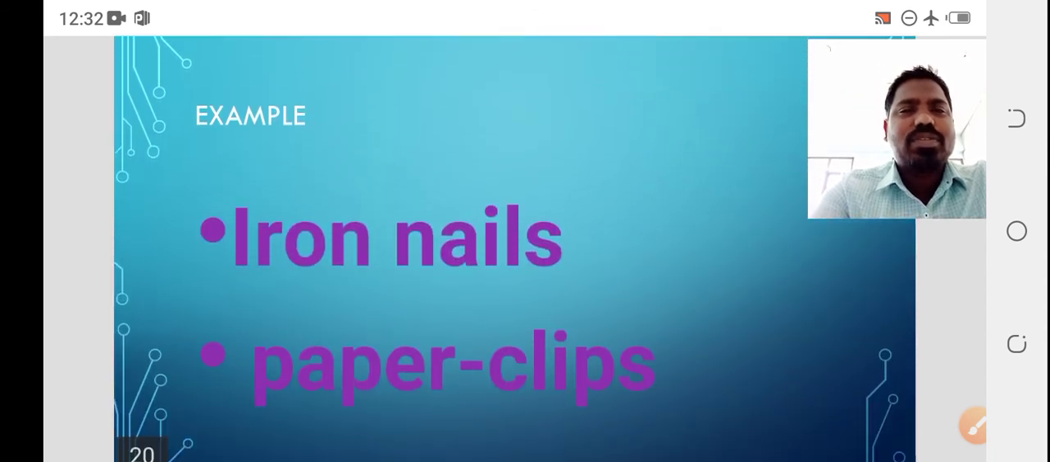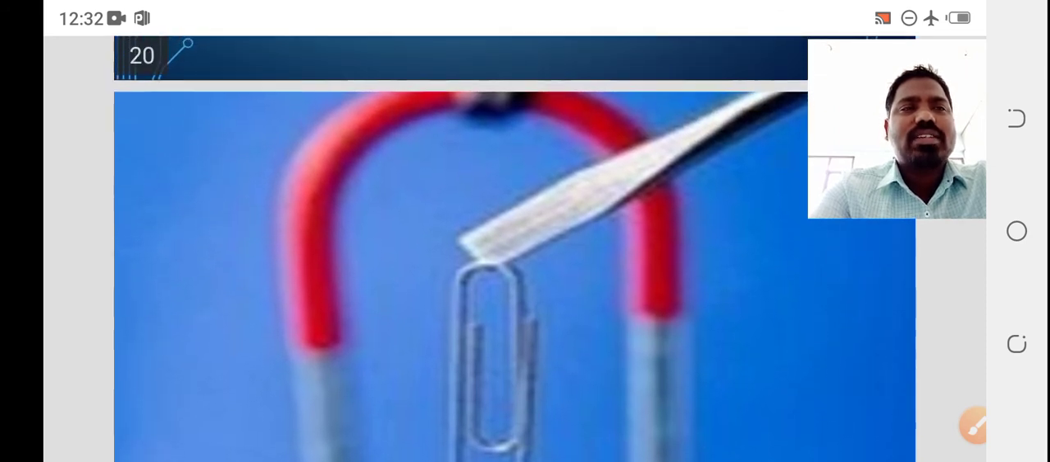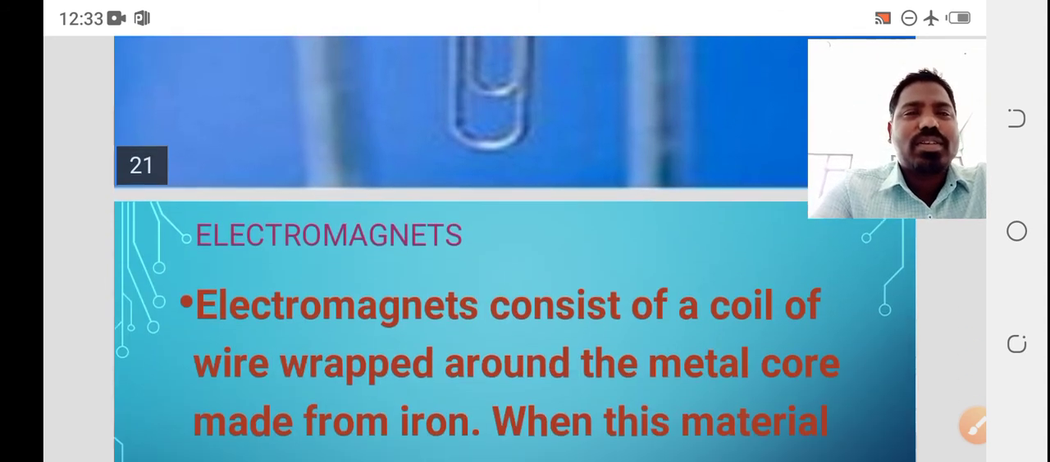What are examples of temporary magnets? Iron nails, paper clips. See here, the iron paper clips are attracted due to an external magnetic field. When you remove the external magnetic field, the paper clips won't be attracted. In the presence of the magnetic field, they work as a magnetic material; when you remove it, they won't work as a magnet. So this is about the temporary magnet.